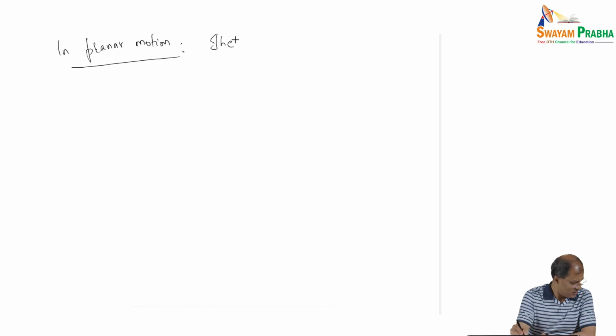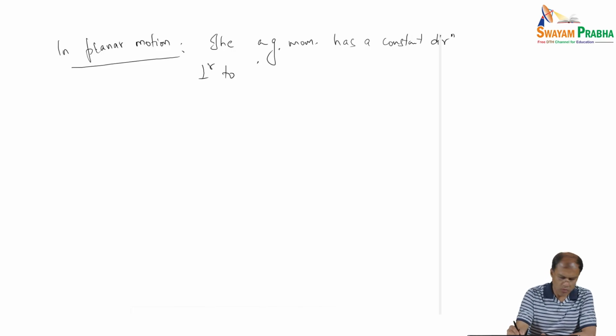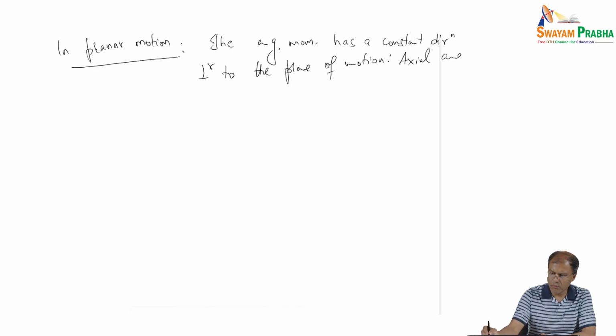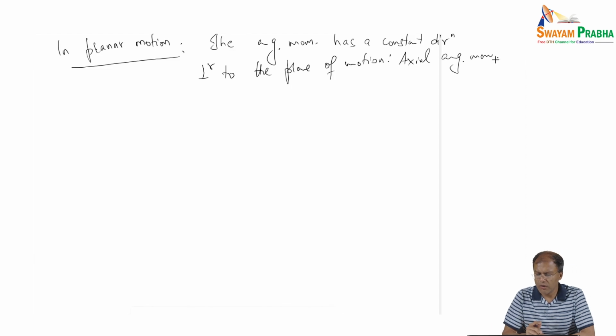So we see that the angular momentum has a constant direction perpendicular to the plane of motion, and this is the so-called axial angular momentum. The angular momentum has a constant direction perpendicular to the plane of motion, right? And we are only going to focus on the axial component, or the axial angular momentum.